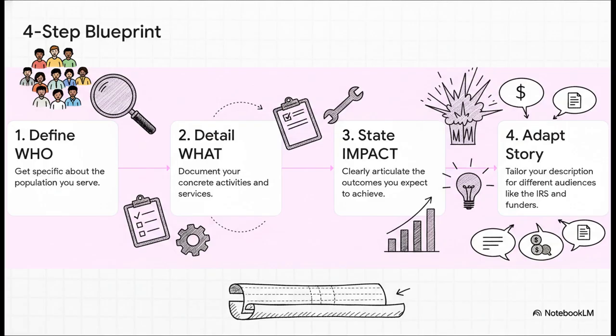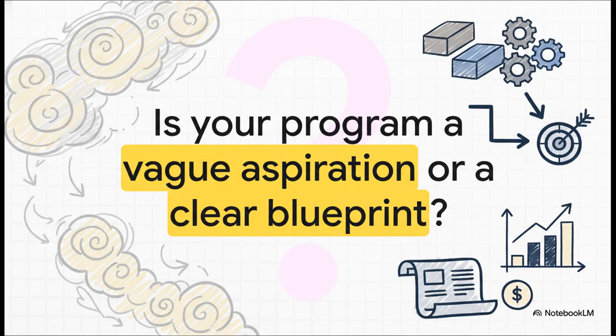If you follow these 4 steps, your program description will go from being a chore you have to do to a powerful tool you get to use. So I'll just leave you with this question. Take a really good, honest look at how you're describing your work right now. Is it just a bunch of nice-sounding wishes, or is it a concrete, compelling, and fundable blueprint for action? Because at the end of the day, that clarity, that's the foundation for all the amazing impact you're trying to make.